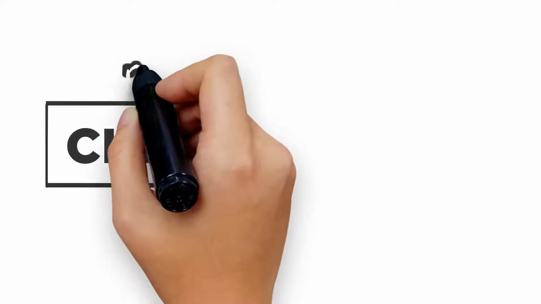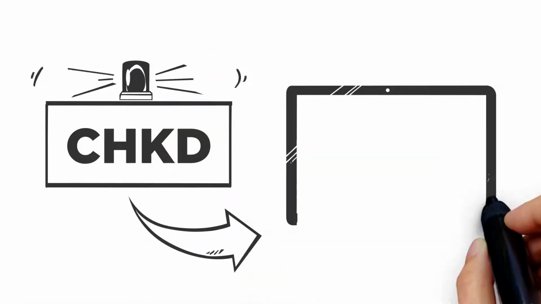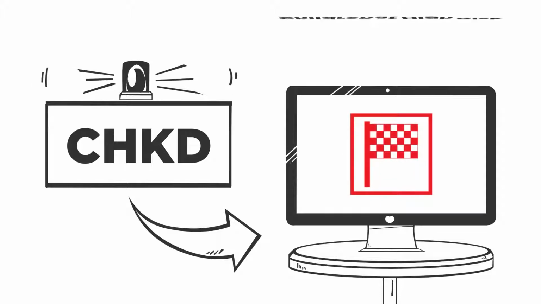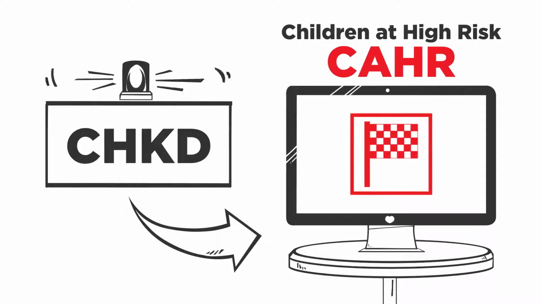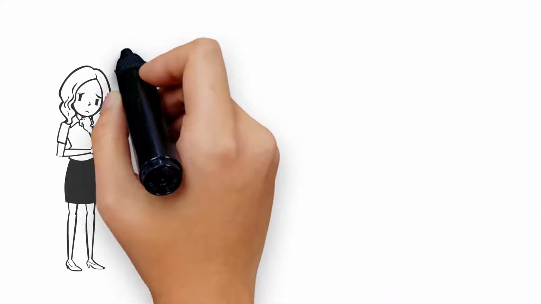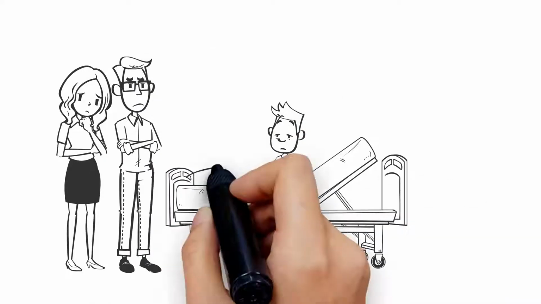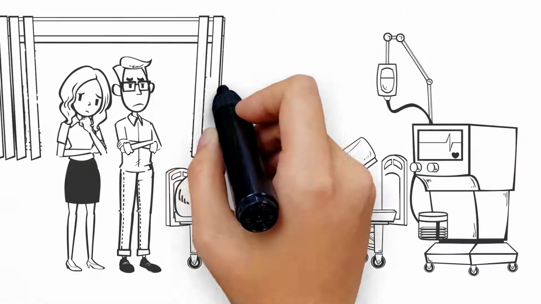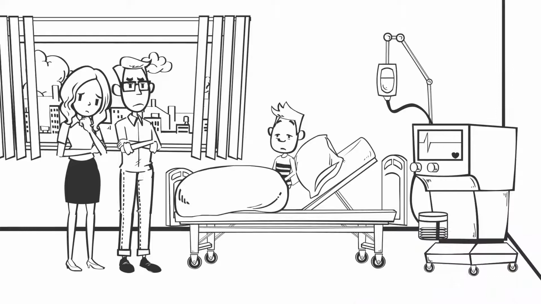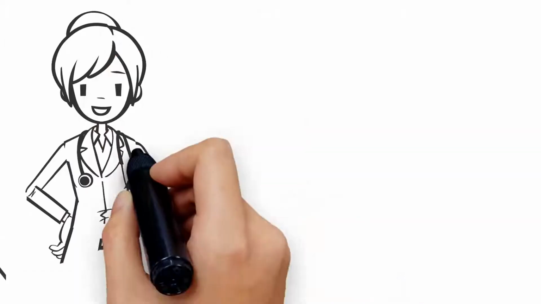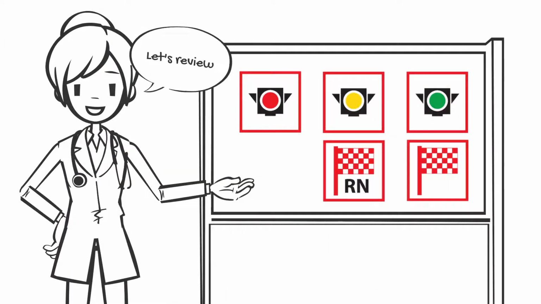The CHKD Sepsis Alert tool will soon be changing its name to the Children at High Risk, or CAHR, Alert tool. CAHR not only helps predict and identify children at risk for sepsis, but also children at high risk for infection-related decompensation. You'll notice that some icons have changed, so let's review.